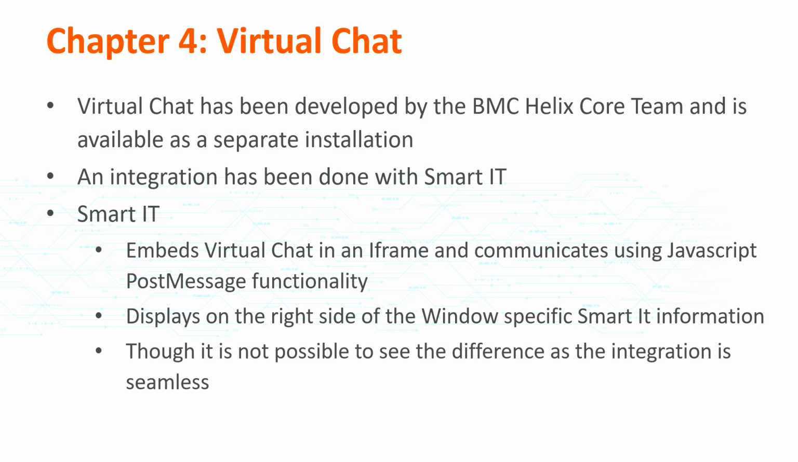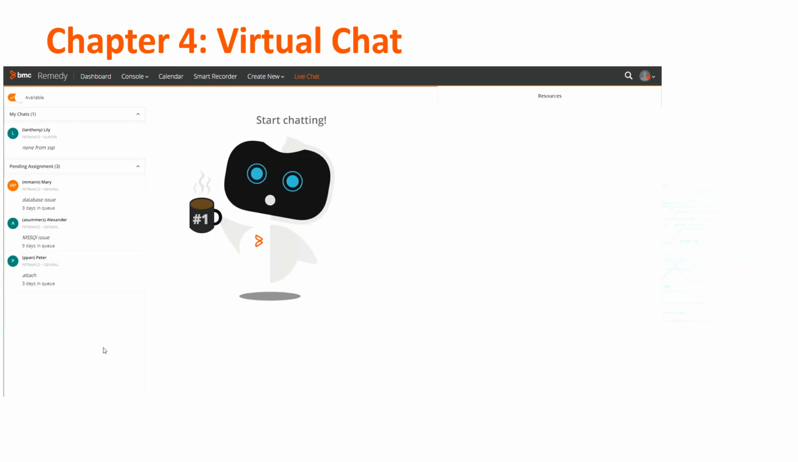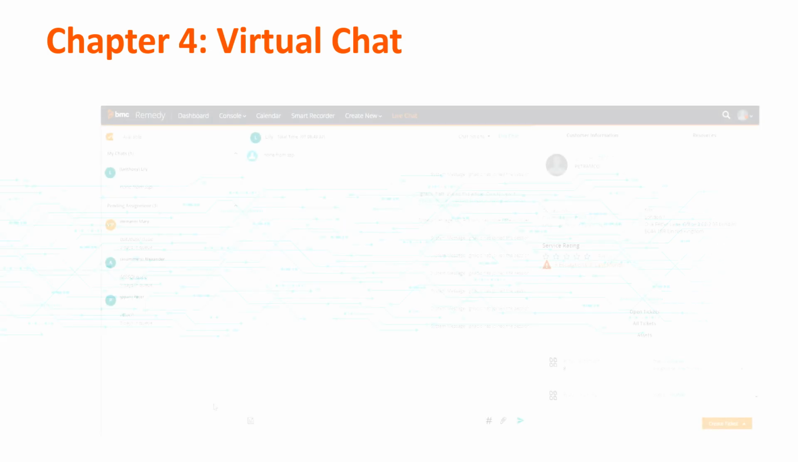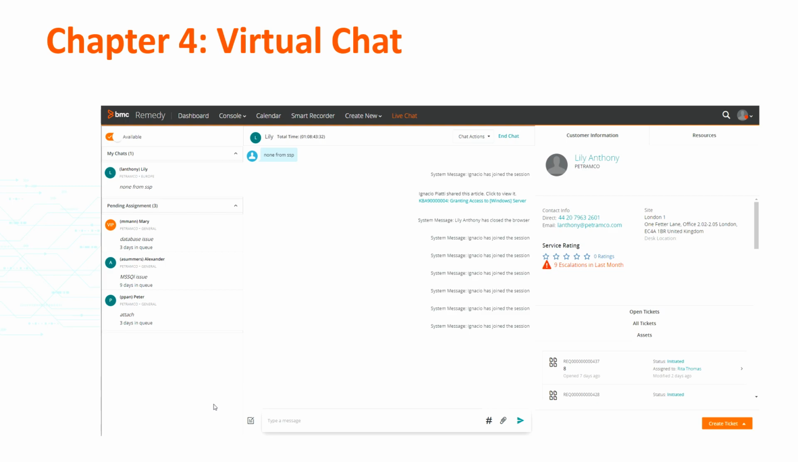So the interesting part is, it's looking like that. Here nothing has been selected yet. Here we have Smart IT. And here we have when we have a chat, for example, with Lily. So you can see that we have our chat system, and here we can have the information from Lily, our location, our tickets, or assets.